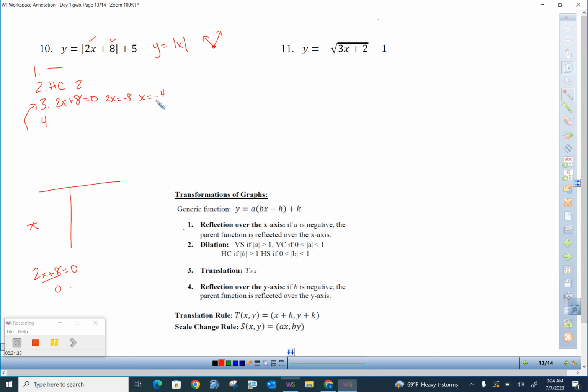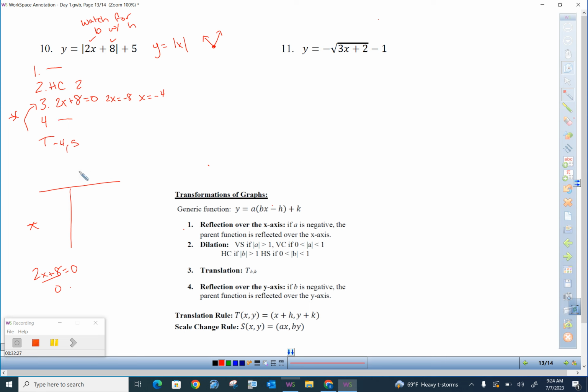If we think about translating it and dividing by that factor of 2, then we have a value of negative 4 instead of negative 8. So really the translation here is negative 4 and then my positive 5. So you got to watch out for that. I'm going to make a note. Watch for B with H.